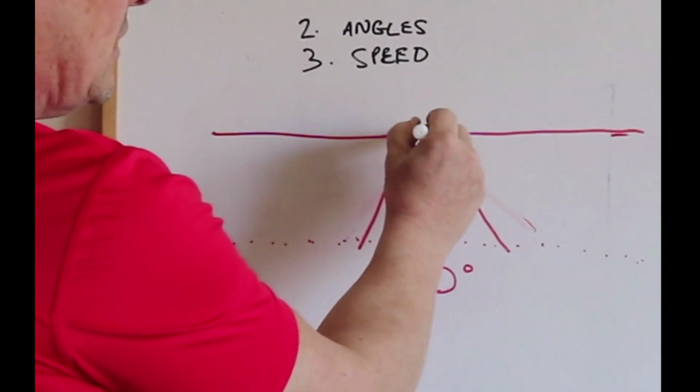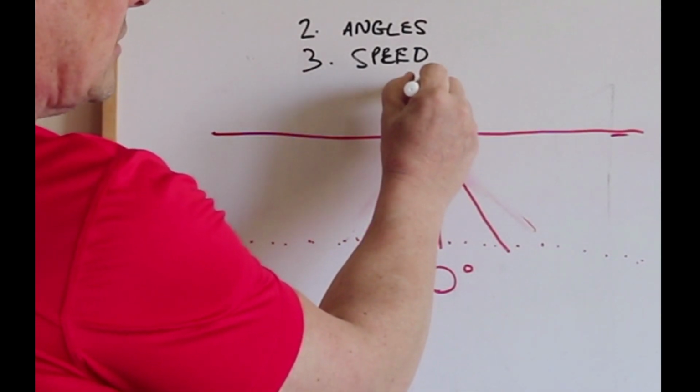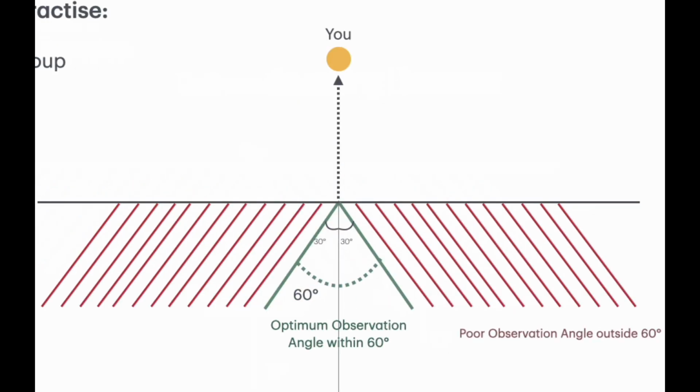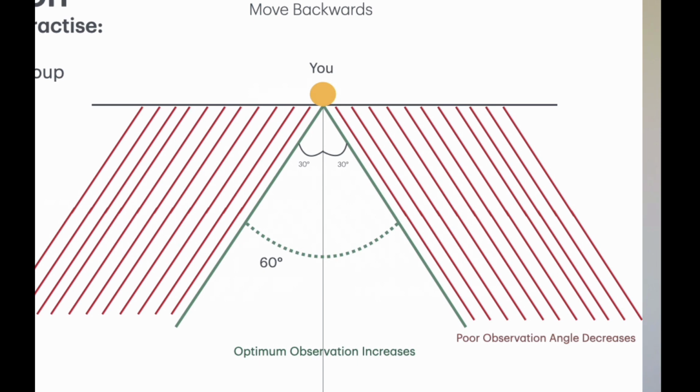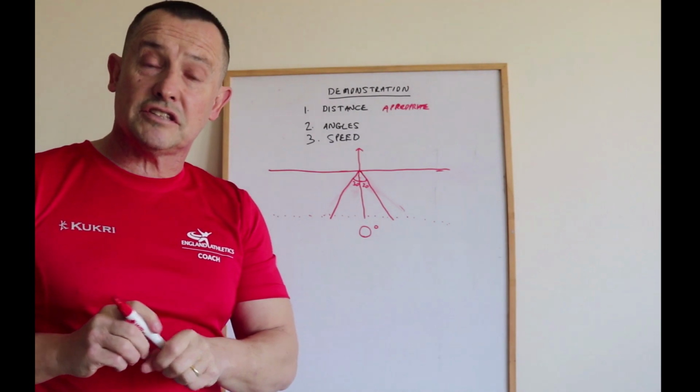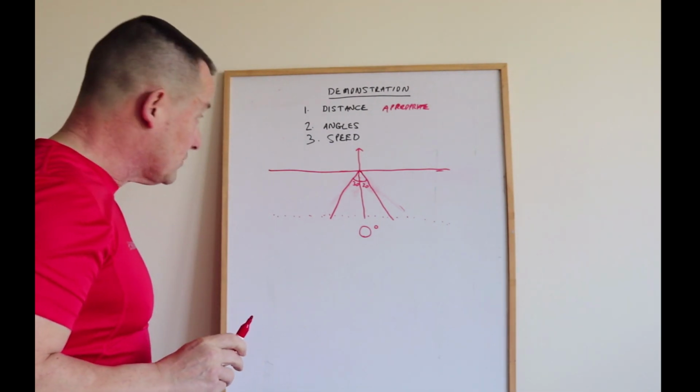This is relatively straightforward. You have two things that you can do. Number one is you go back like this. And then, as you go back, this line will increase to have more people inside of it, like this. Okay? So if you go backwards to demonstrate, more people can see you within that angle because you've gone back.